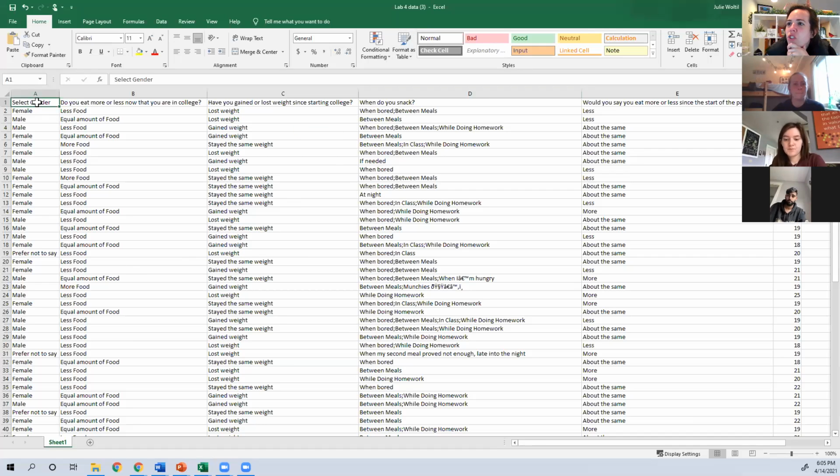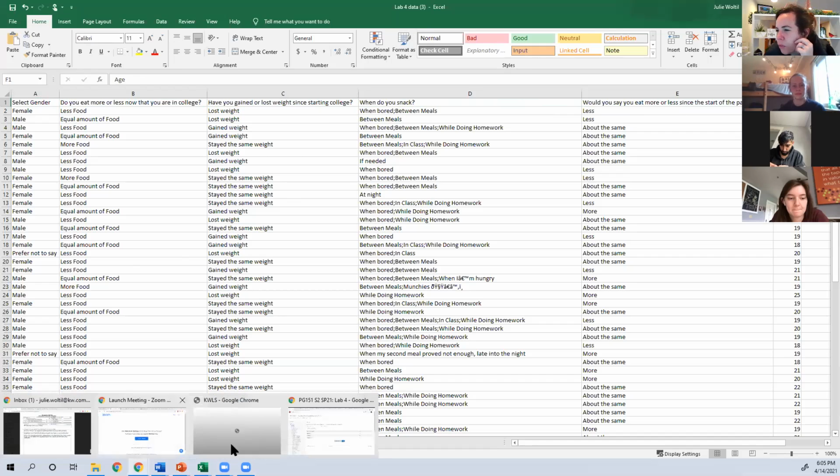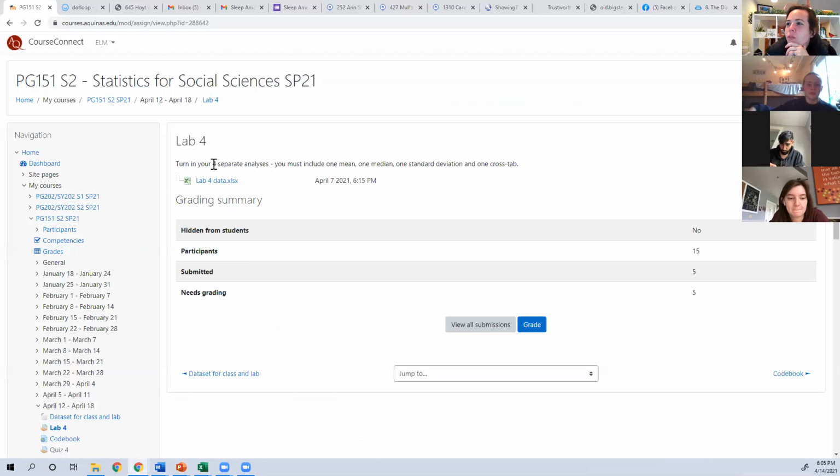So there's gender. Now that you're in college, have you gained or lost weight? When do you snack? Would you say you eat more or less? And age. So going back to what we're asking for the lab, you have to do 4 analyses. You need to include 1 mean, 1 median, 1 standard deviation, and 1 crosstab.